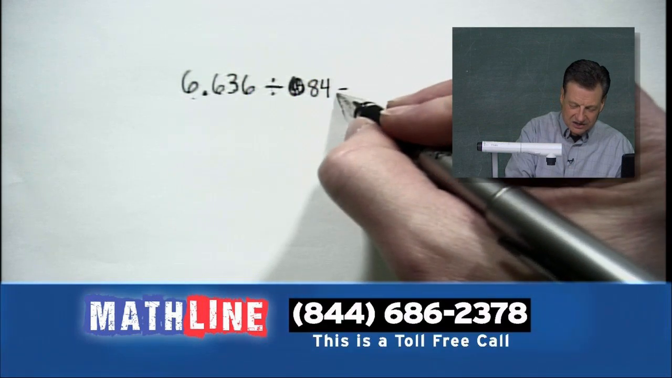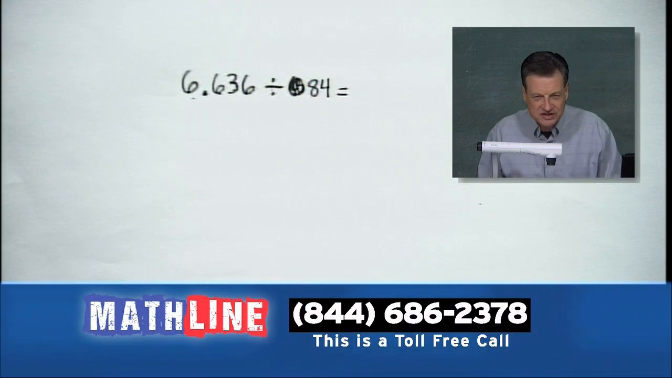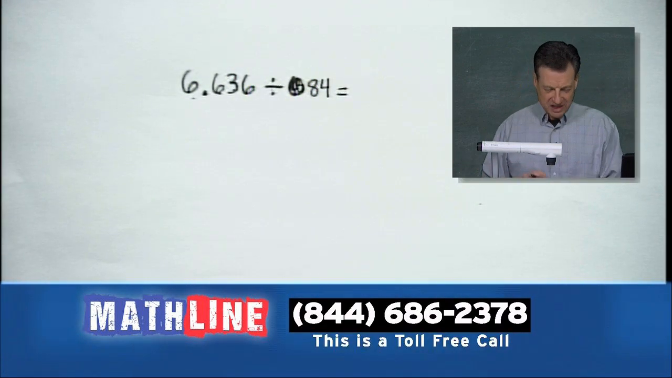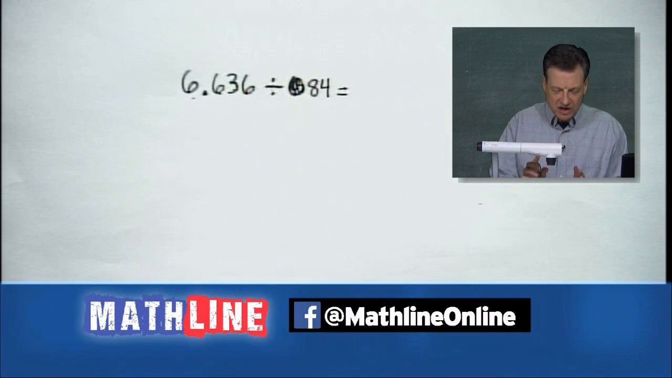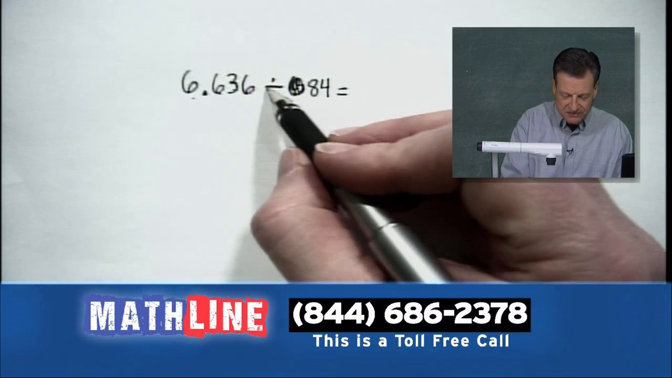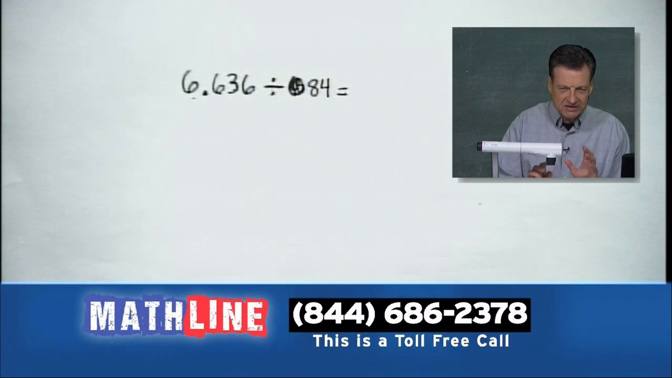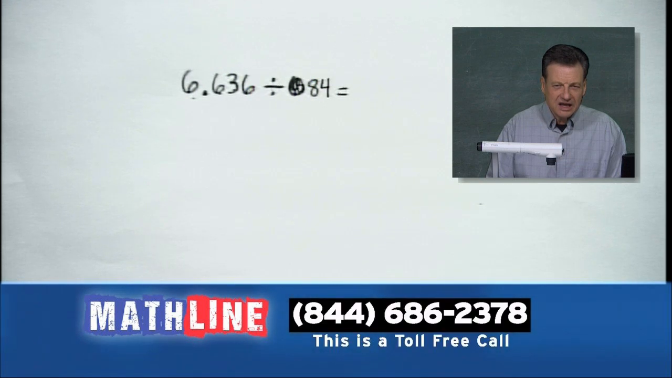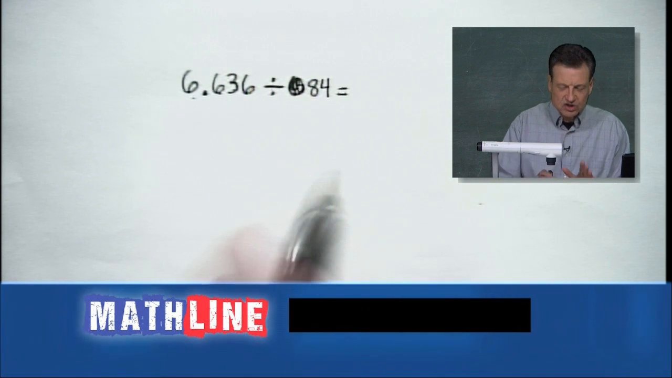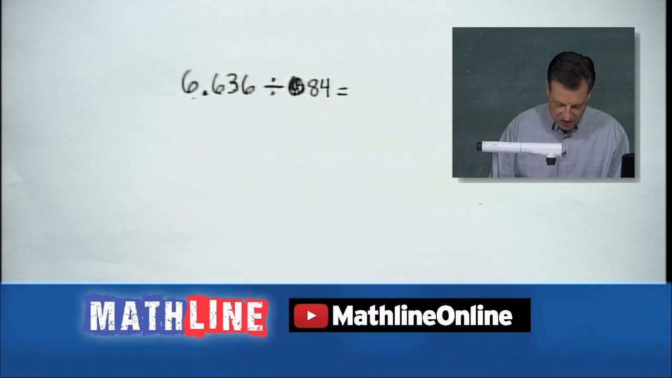All right. So basically, it's just a nice division problem going on here. Now, do you have it written out like this with the divided by symbol in the middle, or do you have 84 on the outside and dividing into 6.636, or is it 6.636 with the division sign and 84? 84 equals. So it looks just like what we've written up here. Okay, all right.